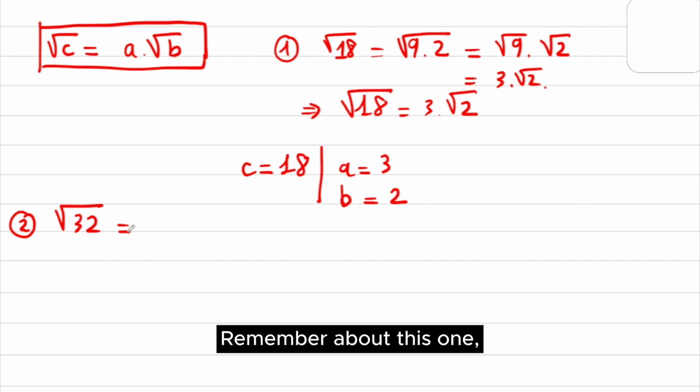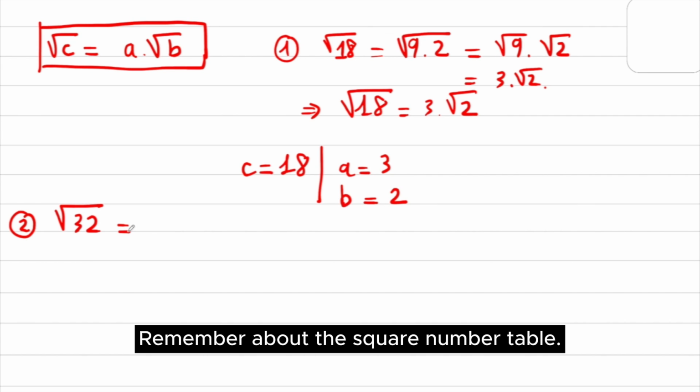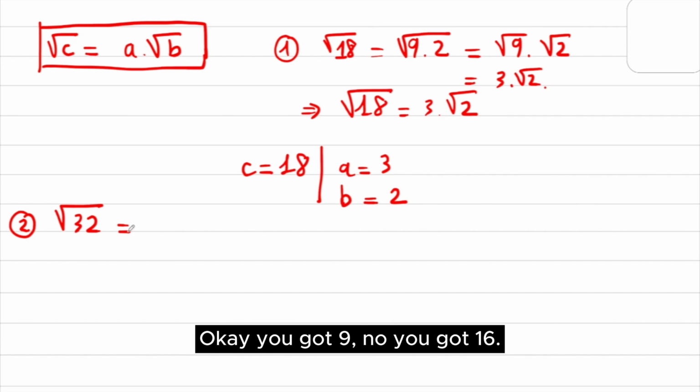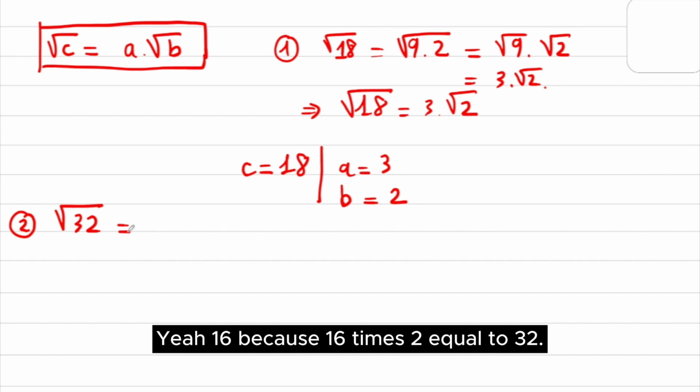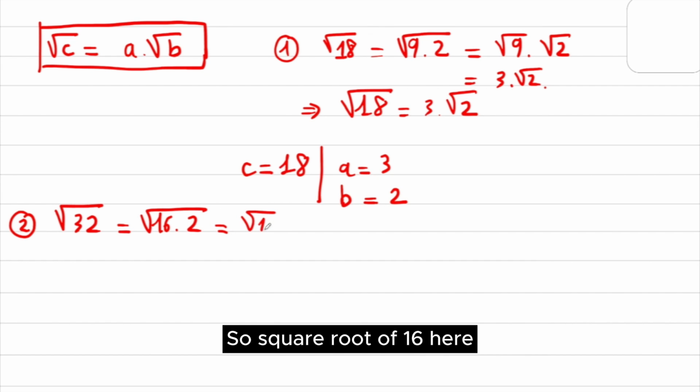Remember about the square number table. You got 4, you got 9, no, you got 16. Yeah, 16, because 16 times 2 equals 32. So the square root of 16 here and the square root of 2.